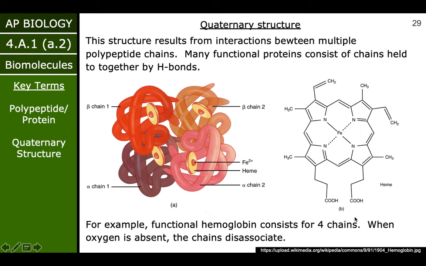You can see those interactions here in this diagram. This is like the chemical form of it, but don't worry about that. And oxygen is crucial to hemoglobin's function, and so if oxygen is absent, these don't hang out together anymore, because of a consequence of how they're connected.